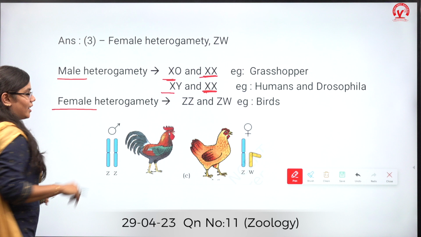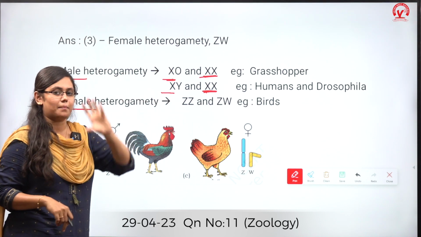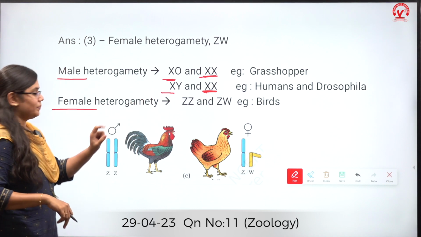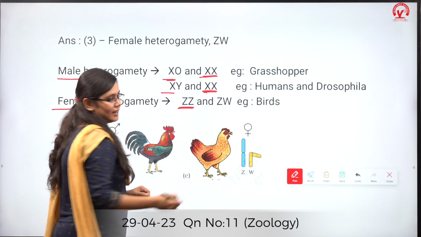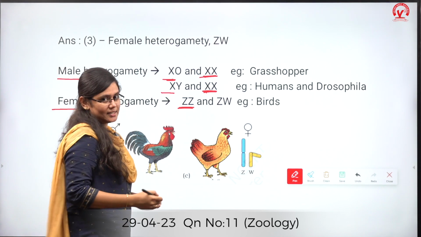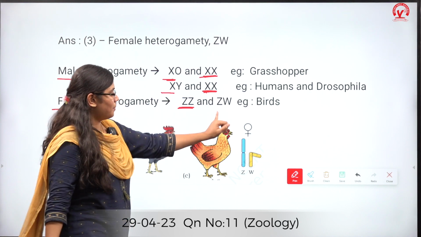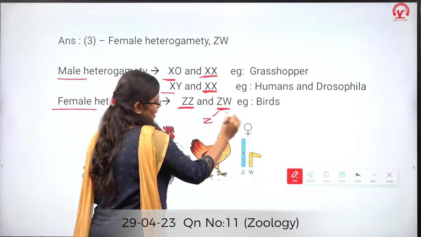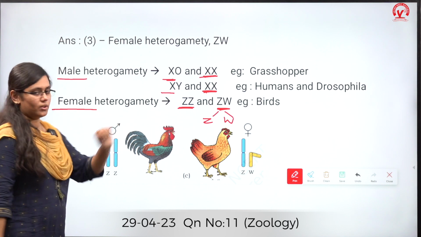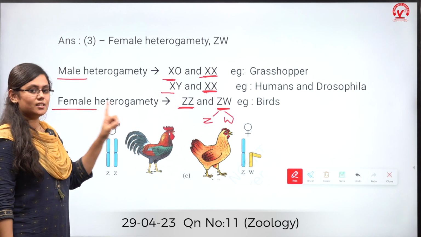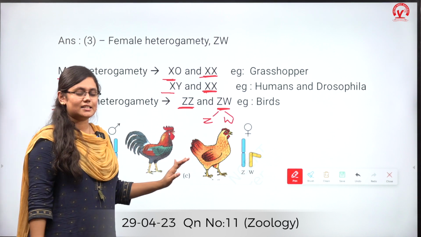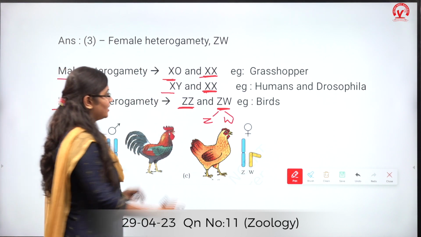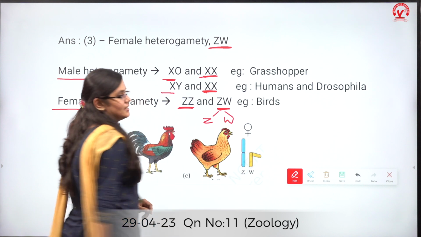This is called male heterogamety because the male will be forming different gametes, whereas female will be forming similar gametes. Whereas in female heterogamety, the males will be forming similar gametes, they will have similar chromosomes. They are designated as ZZ, whereas the females will have different chromosomes, they will be forming different gametes. So, this is called female heterogamety. This type of sex determination is found in birds, that is class Aves. So, the correct option will be option 3, female heterogamety, and the chromosome is designated as ZW.